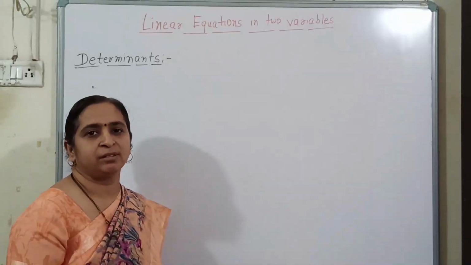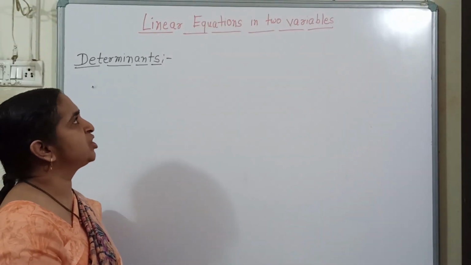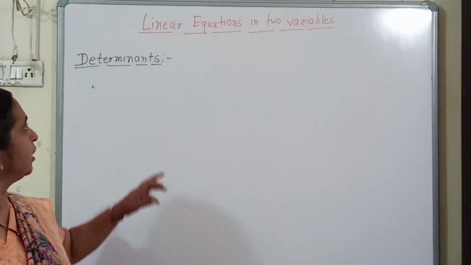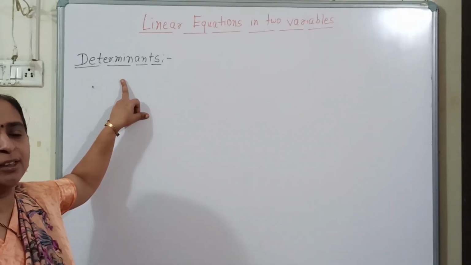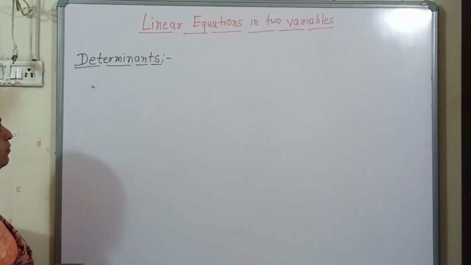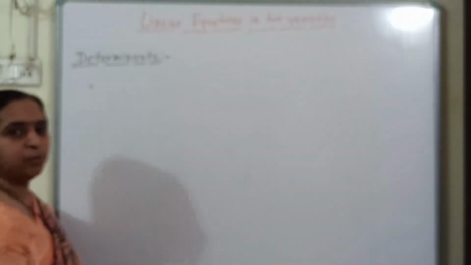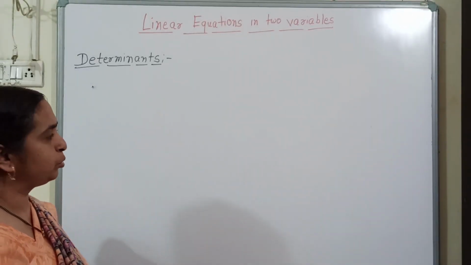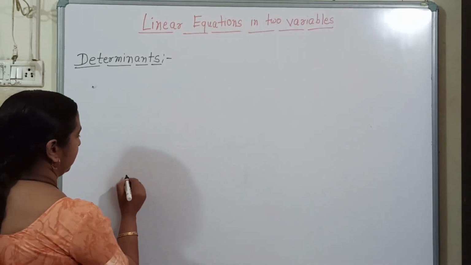Maths 1, first chapter, linear equations in two variables. Today we are going to discuss determinants: determinant of order 2 and its value. Order of determinant is 2, therefore we have to arrange the numbers in 2 rows and 2 columns.